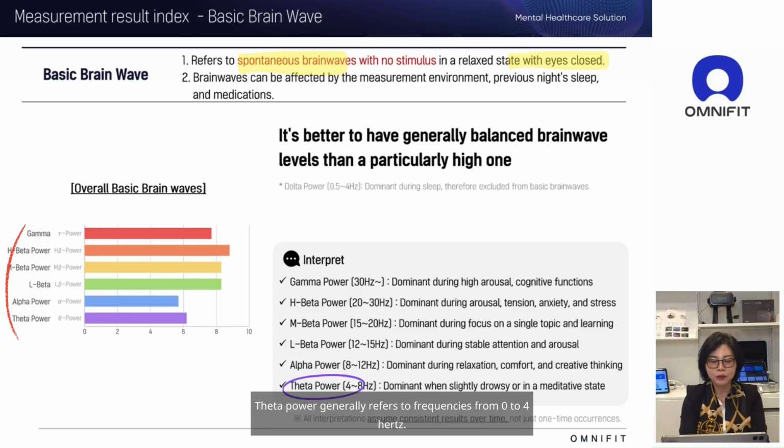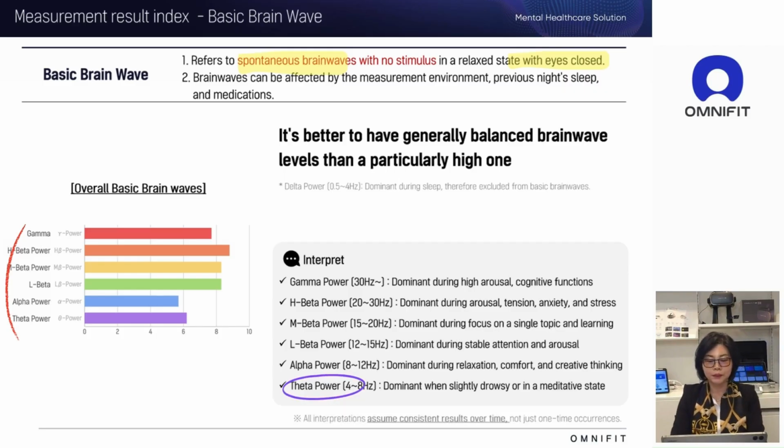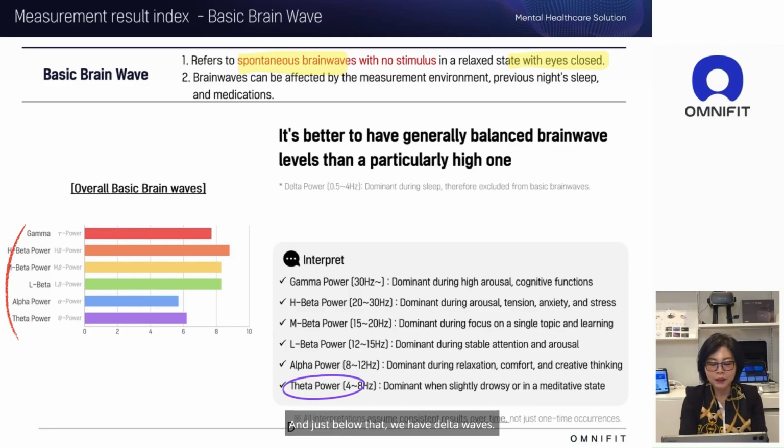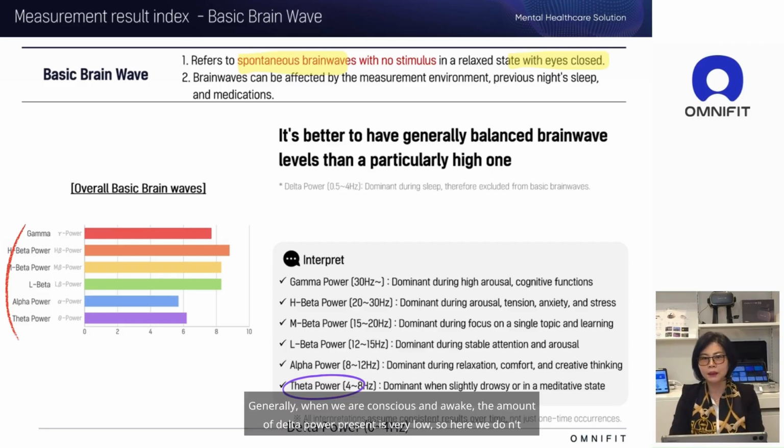Theta power generally refers to frequencies from 0 to 4 Hz. Yes, and just below that, we have delta waves. Delta power refers to frequencies from 0 to 4 Hz. Generally, when we are conscious and awake, the amount of delta power present is very low, so here we don't look at delta power and instead start extracting indices from theta power.